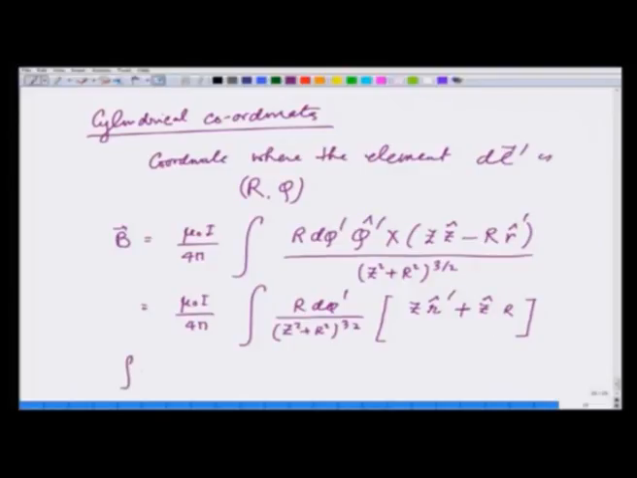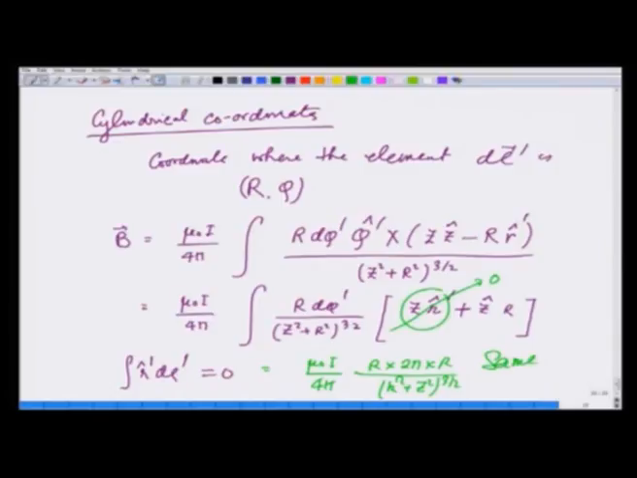Now, integration of r prime d phi prime is 0, because the r prime vector has cosine phi prime and sin phi prime components, and the other integration gives you 2 pi. Therefore, the final answer comes out to be mu 0 I over 4 pi. This first term, as I already said, gives you 0, and the second is r times 2 pi times r over r square plus z square raised to 3 by 2, same as before.